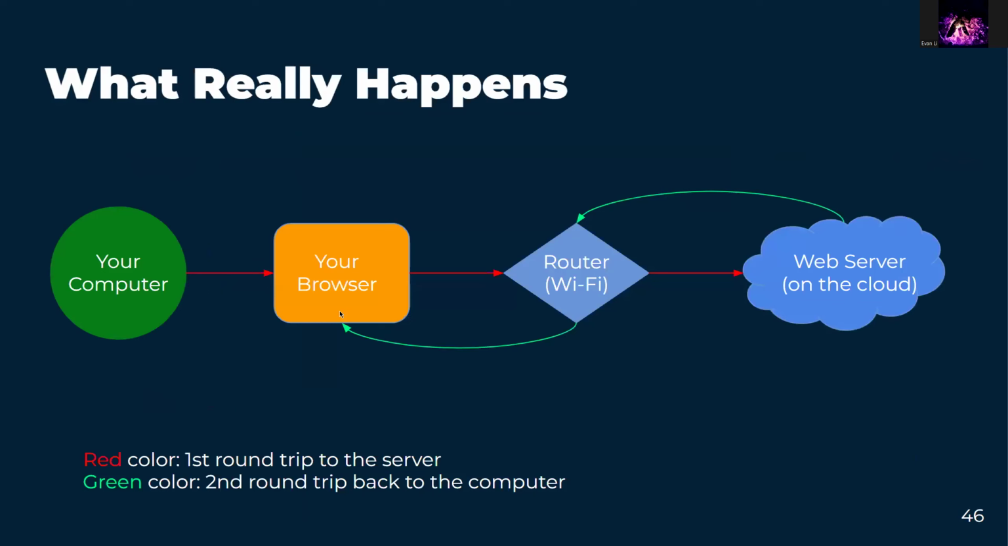So here's what really happens. Your computer goes to the browser, which accesses the router. The browser goes to your URL and it's like, oh, I want to access this. So it asks your router. The router doesn't know, so the router tries to find the web server, which is on the cloud. Then the web server returns to the router and it gives it back to the browser. And then your browser displays everything.